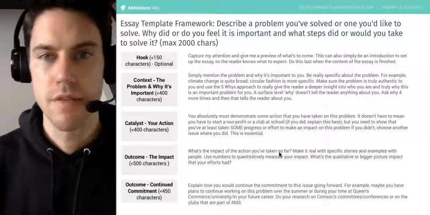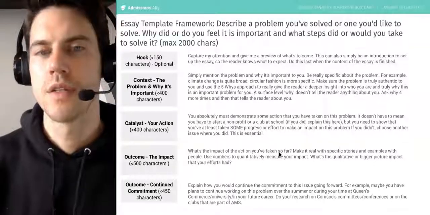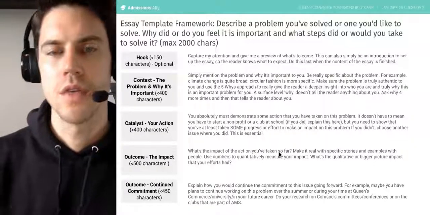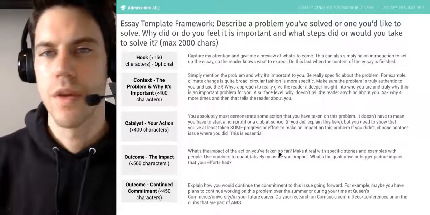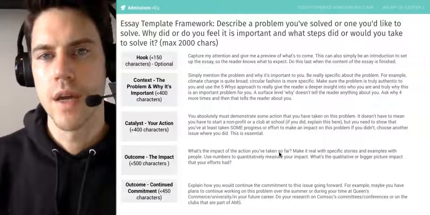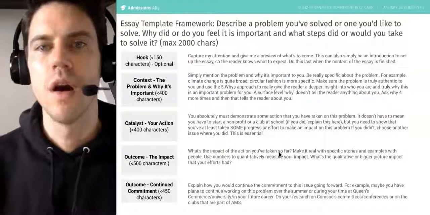This doesn't have to be significant, but just show that you've made some progress into solving this problem, at least in a very small way, even with a very small population, and that will make it more real and more impactful than no progress at all.